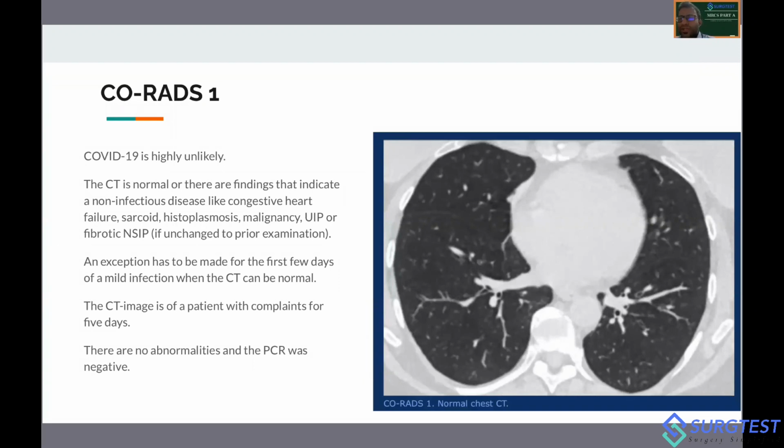So this is CORADS 1. This is a perfectly normal CT, except that a normal CT does not rule out infection. A normal CT can also be present in early stages of infection. In this particular case, there are no abnormalities and the PCR was negative. All these images are from the radiologyassistant.nl website, so I must give credit to them.